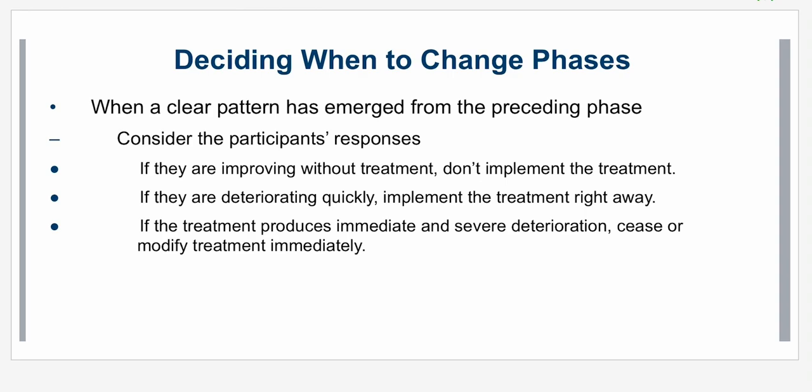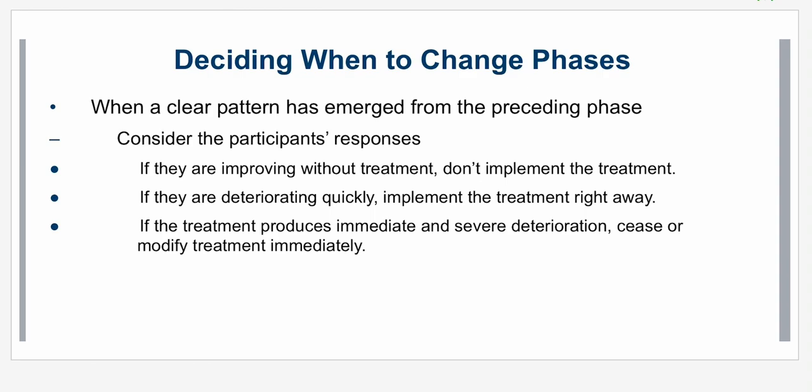You can always go back to the baseline later if you want to have a longer baseline to compare it to, or you can always go back to that other phase if you want to compare it again. But if you notice that quick deterioration, you need to change immediately, and then again, maybe you can go back to it later, but you don't want to harm, right, the participant. And the last thing to consider is if the treatment produces immediate and severe deterioration. Oh, well, yeah, that's kind of the same thing. I've already segued into that without even realizing it. But yes, you need to cease or modify that treatment immediately.